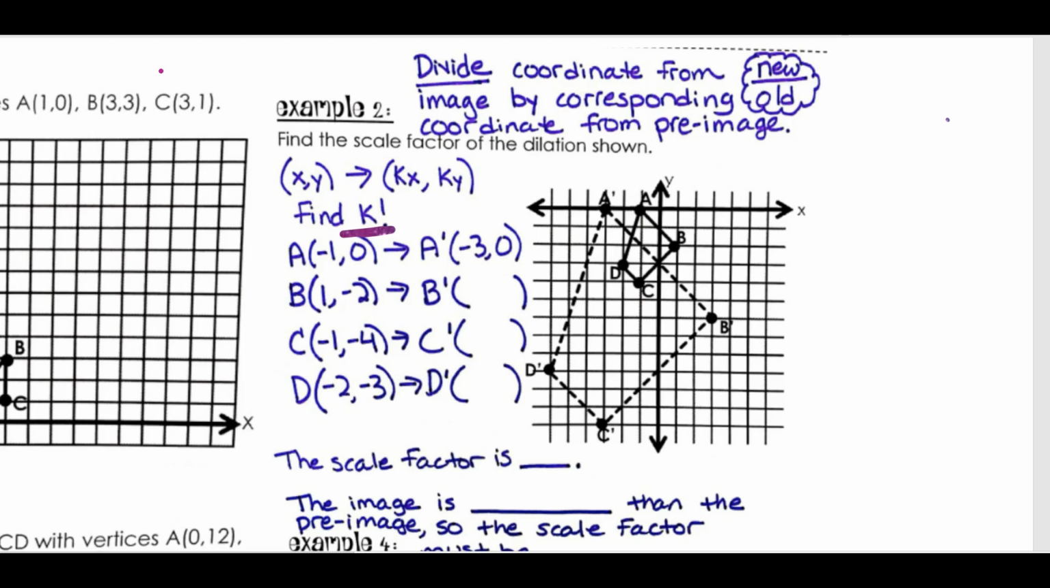Here it says to find the scale factor, this is very important. To find the scale factor, you take the new, which is your prime. Yes, I want you to write this down. Your prime, and then divide it by the original. So you take the prime and divide it by the original. So if I look here and I see that A prime is at negative 3, 0.